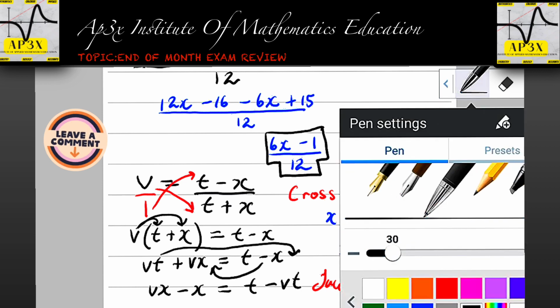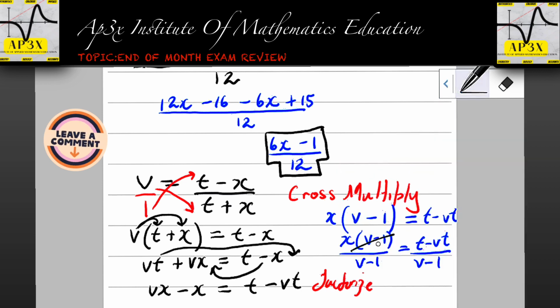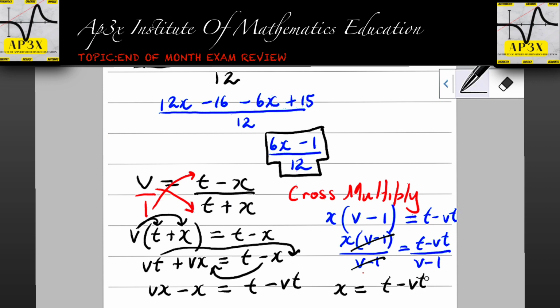So therefore then finally to get to our answer, v minus 1 cancel v minus 1. Therefore then our final result for x in terms of t and v is that x is equal to t minus vt all over v minus 1. Awesome job. So that brings us to our answer for that particular question.